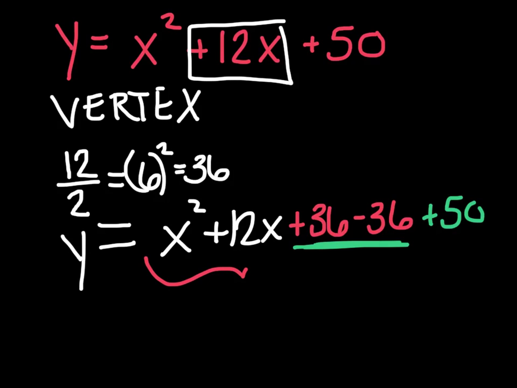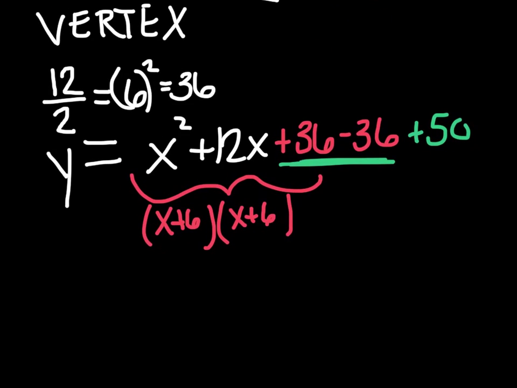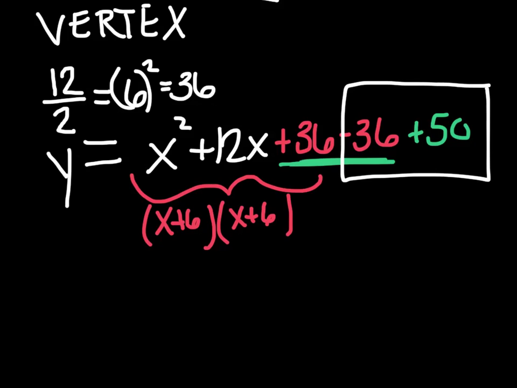And now we take those first three terms and factor, just those first three. They should factor to the same set of terms. That's what's so nice about this. x plus 6 and x plus 6. Then I'm going to box these two in and add these together. Negative 36 plus 50, I'm going to get a positive 14.